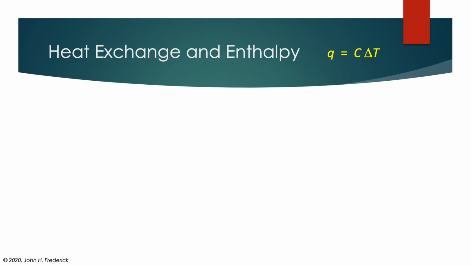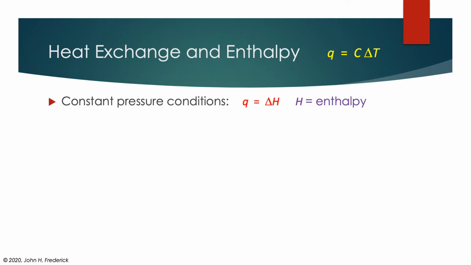To get started, let's talk about heat exchange and a quantity that we'll call enthalpy. Whenever we have constant pressure conditions, we say that the heat is equivalent to a special thermodynamic function called enthalpy, which we use the label H to call it. You can think of H as standing for heat because when the pressure is constant, that's exactly what it is.